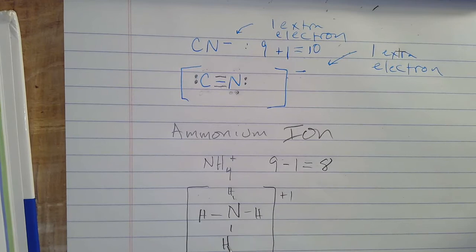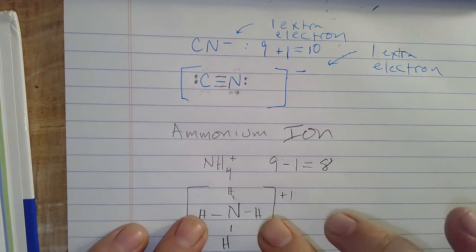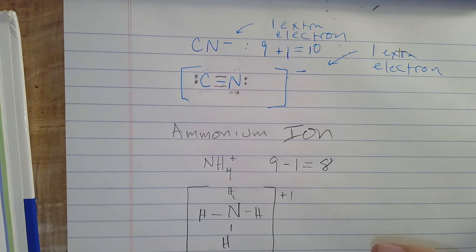1, 2, 3, 4, 5, 6, 7, 8. Bam, octet for nitrogen, duet, do, re, mi, fa, sol. Sorry, you guys find being alone just makes you turn into a crazy person? Because I find that, for sure.